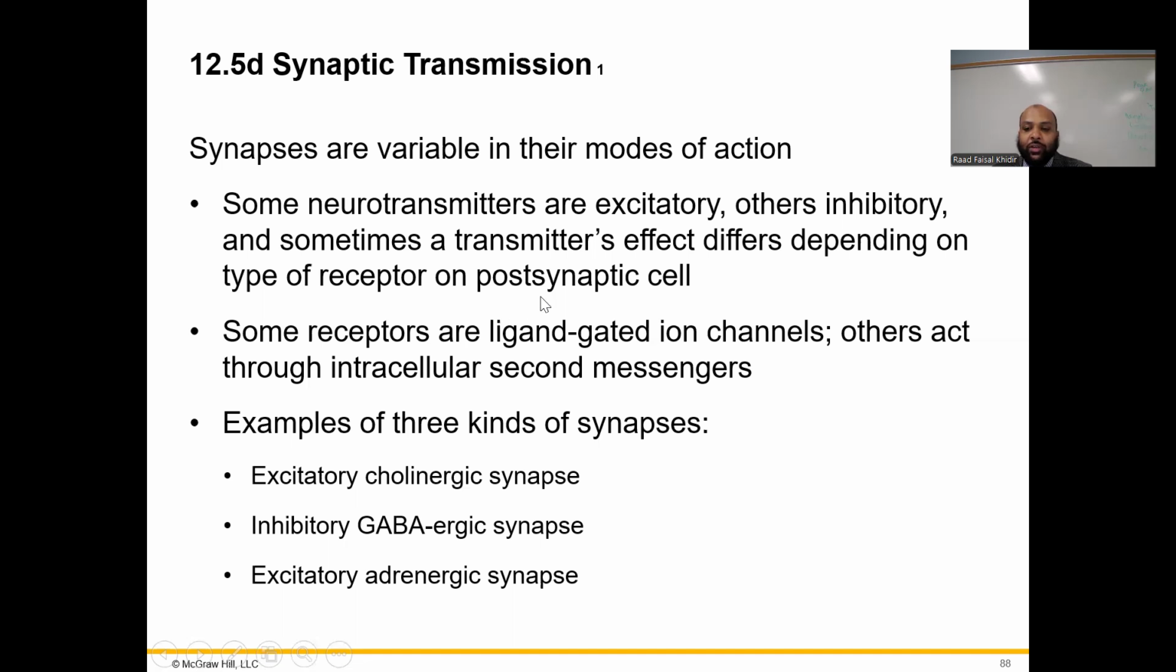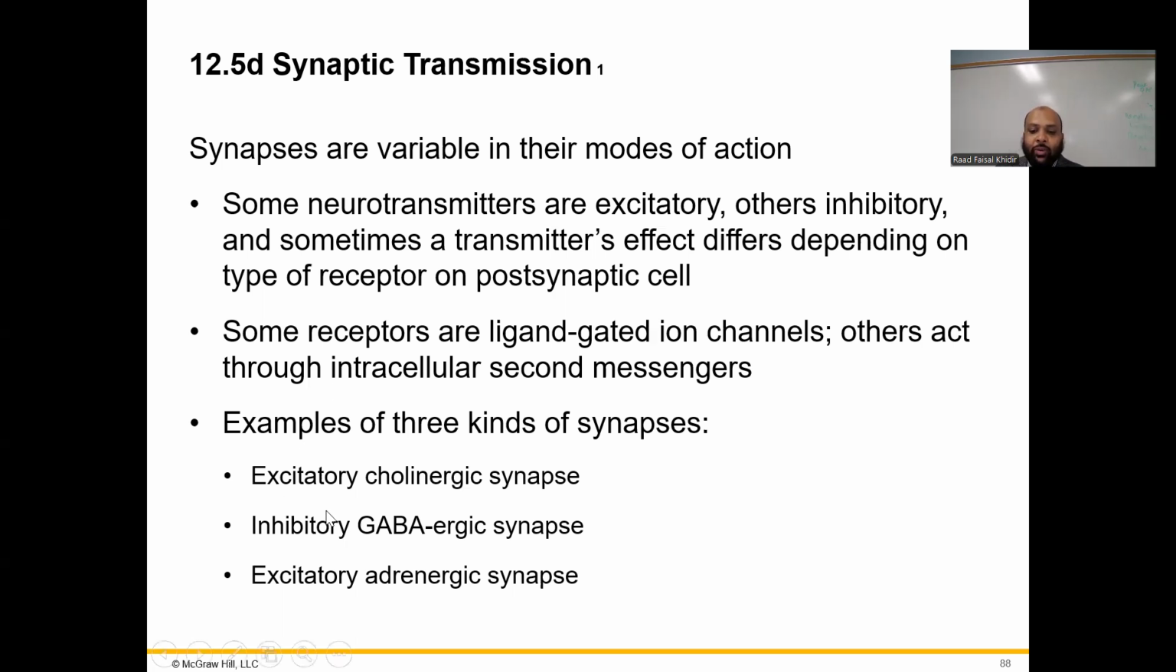Some receptors are ligand-gated ion channels. So sometimes a neurotransmitter is going to bind an ion channel, while another one is going to bind a G-coupled protein receptor. Examples of the three kinds would be excitatory cholinergic synapses, where acetylcholine is going to leave the vesicle and bind postsynaptic acetylcholine receptors.